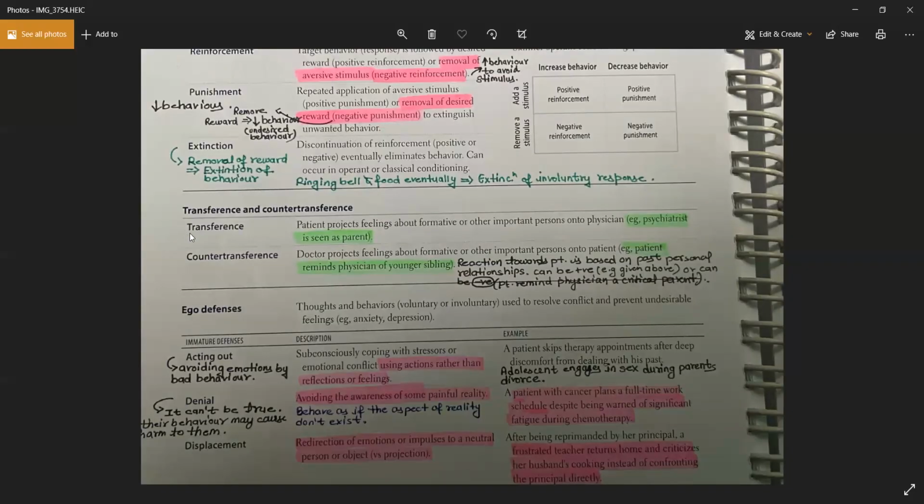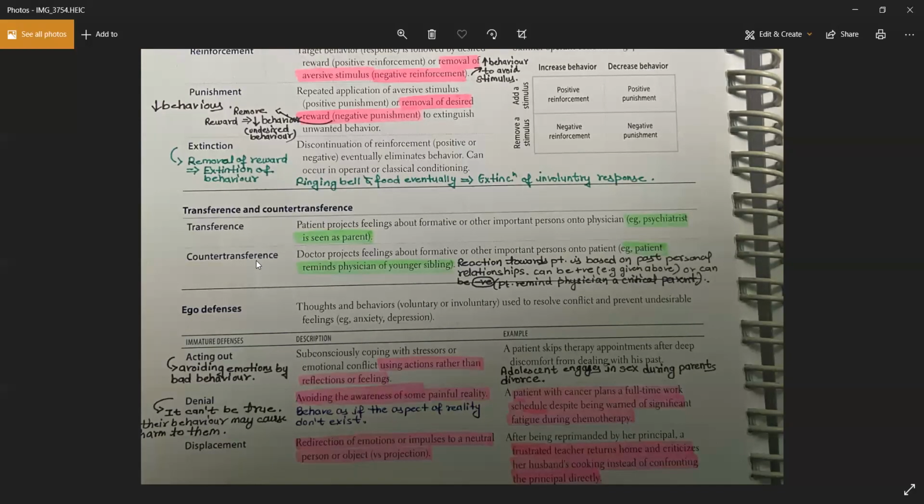Then you have two phenomena, transference and countertransference. Transference occurs whenever a patient projects the feelings of another person onto the physician. For example, when a psychiatrist is seen as a parent by the patient, you call it transference. That means a transfer of feelings from another person to the physician.